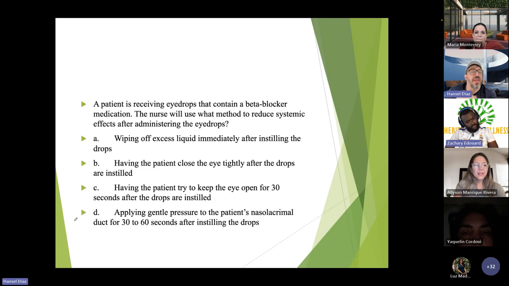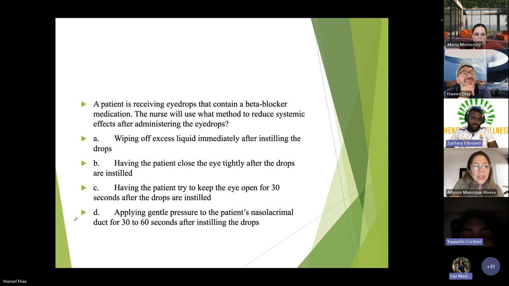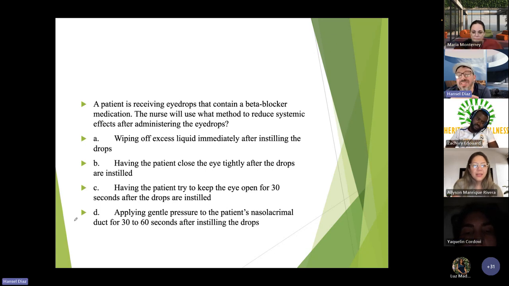Right. The patient is receiving eye drops that contain beta blocker medication. The nurse will use what method to reduce systemic effect after administering the eye drops? Would it be D, apply gentle pressure? That is the answer.